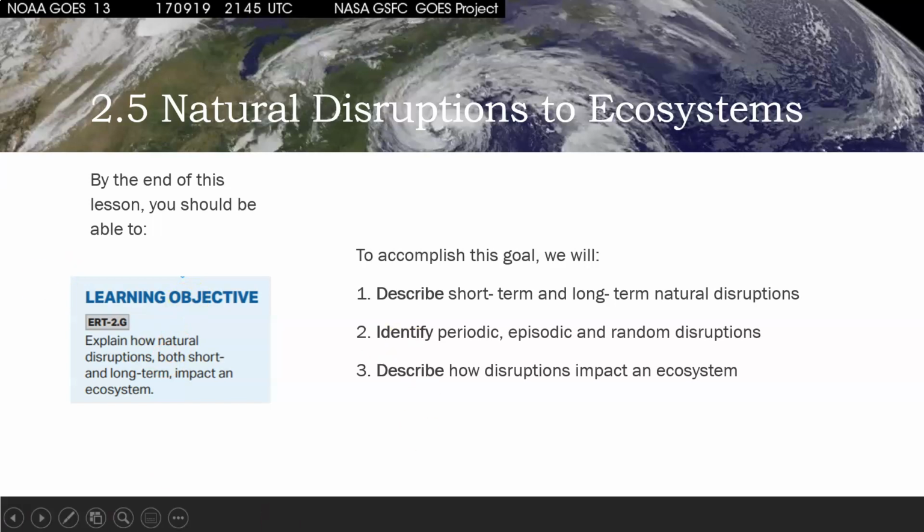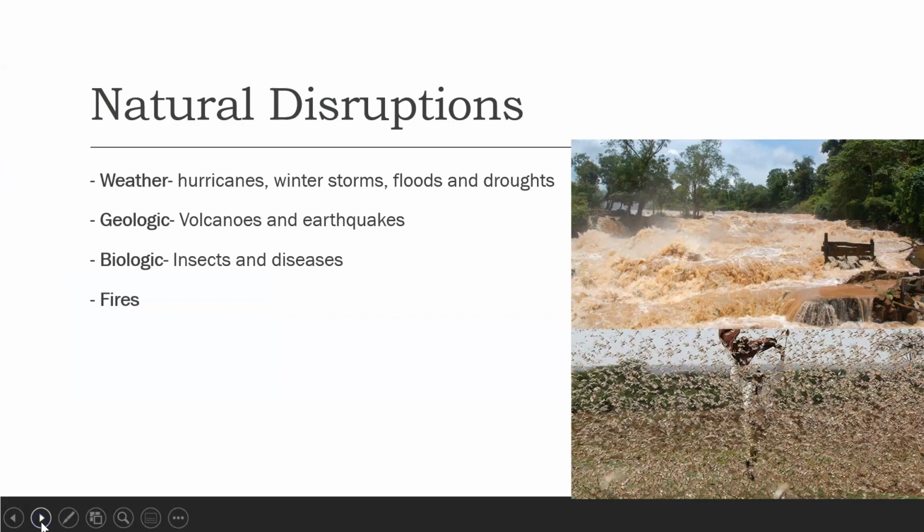We've been alluding to this in some of the past lessons. So, what are natural disruptions? We talked about short-term and long-term. So we've got short-term things that could be hurricanes, or winter storms, or floods, or droughts, which could be short-term or long-term. We have geologic disruptions, volcanoes and earthquakes, both of which can have short-term and long-term consequences.